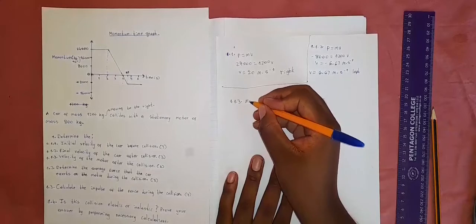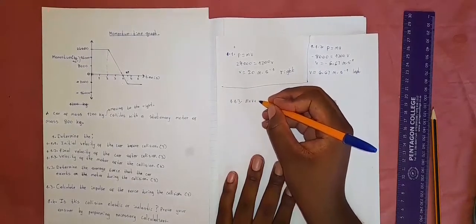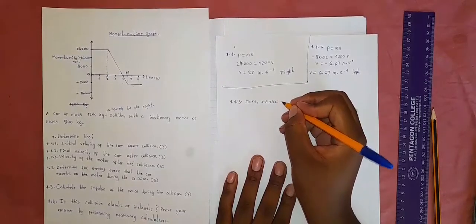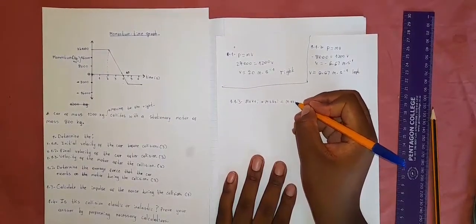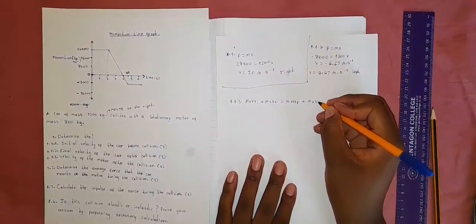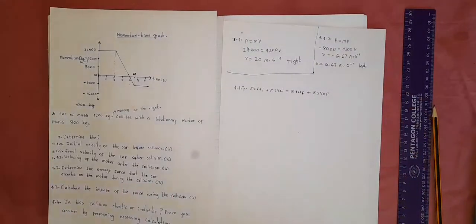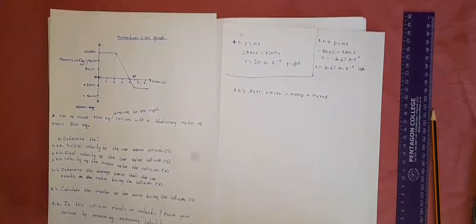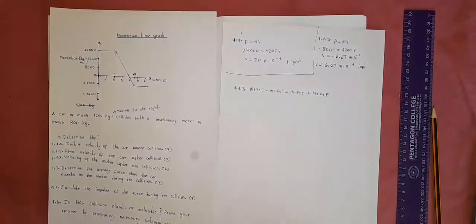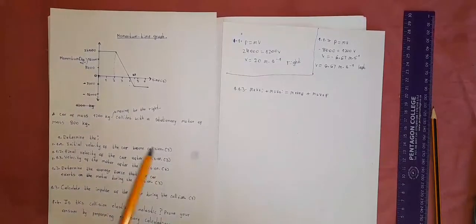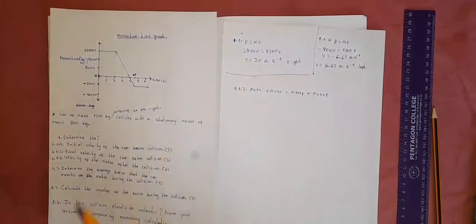It's m1 v1 initial plus m2 v2 initial equals m1 v1 final plus m2 v2 final. It says that in an isolated system, the total linear momentum remains constant. As long as you do not have friction, the momentum will remain constant. So let's fill in the missing variables here.